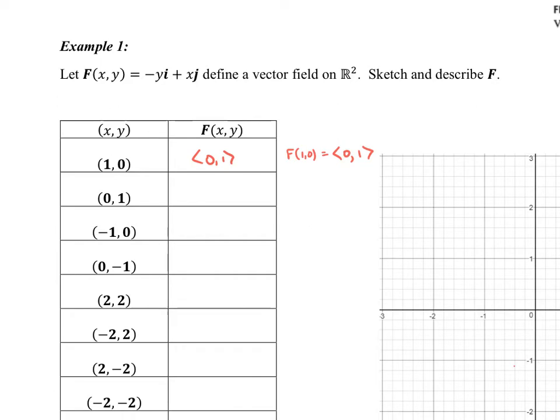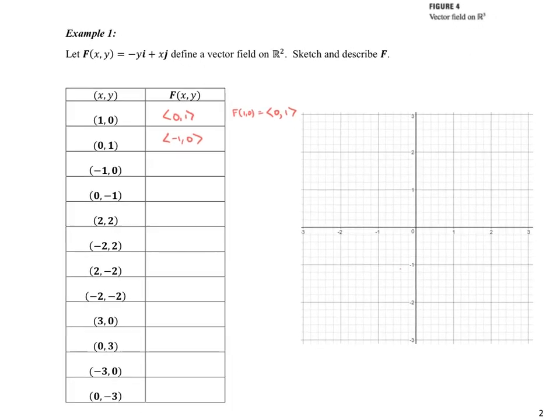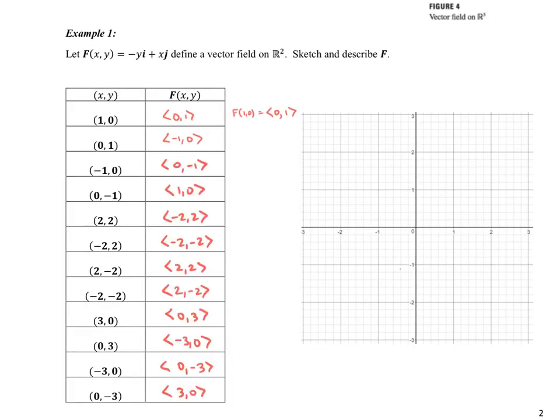And then for the next one, x is 0 and y is 1. So our vector would be negative 1 and then 0. And then we can just fill out the rest of these, which I'll pause and then do in a second. Okay, so here are the rest of our vectors. Again, we're just taking each component, x and y, putting it into our vector field for x and y, and then we get our two components for our vector.